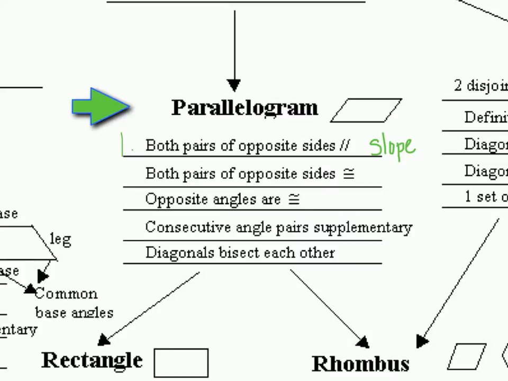Please, on your paper, write down that the slope formula is y2 minus y1 over x2 minus x1. Pause the video, make sure you have this written down, and hit play when you're done. Ready, pause.